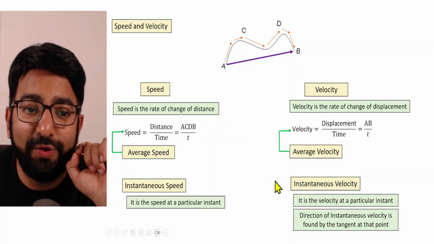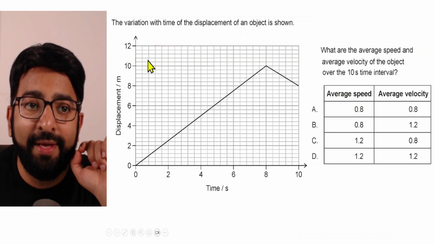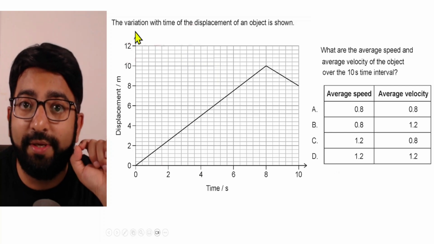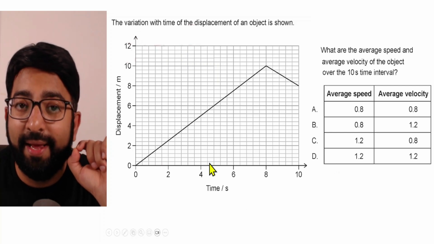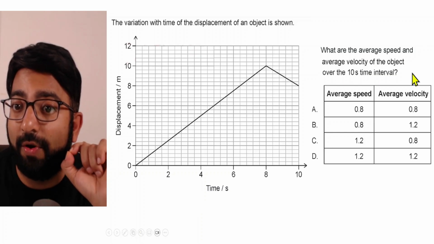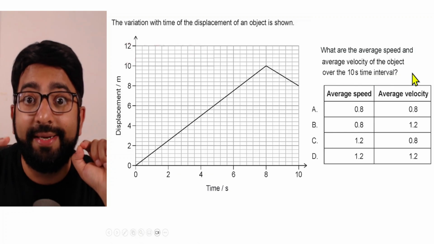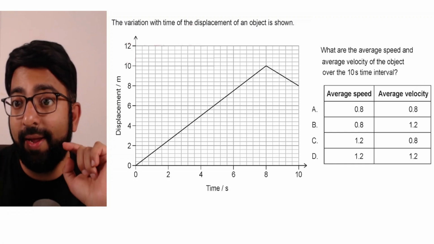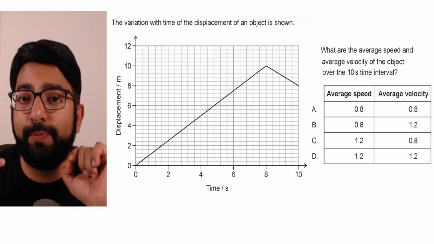Let's solve a question based on average speed and average velocity. So here it's a graph-based question. The y-axis is displacement, x-axis is time. The question is, what is the average speed and average velocity? Average speed is total distance divided by time. Average velocity is total displacement upon time.